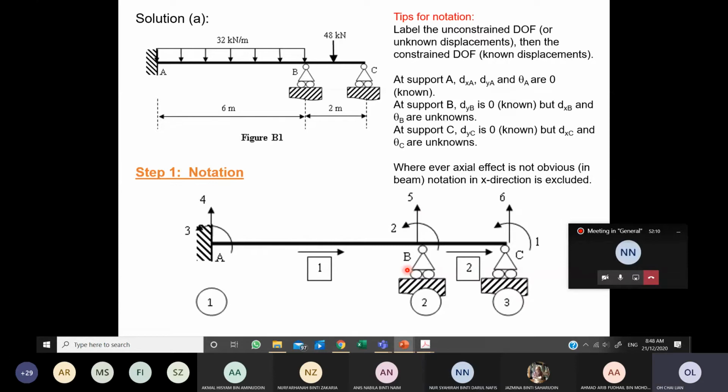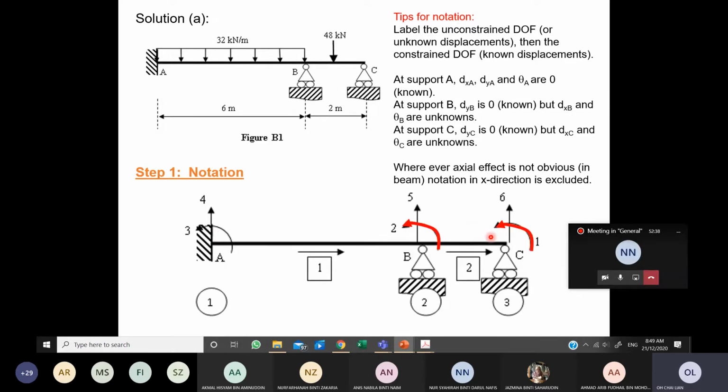5, yes. 5, because we have a restraint, a constraint, at that direction. So 5, the displacement is equal to 0. So 2 is unknown. Similarly, at C, 1 is unknown. Therefore, we can name the unknown first. So 1, 2, and the rest, you just name it accordingly. 3, 4, 5, 6 will be equal to 0.